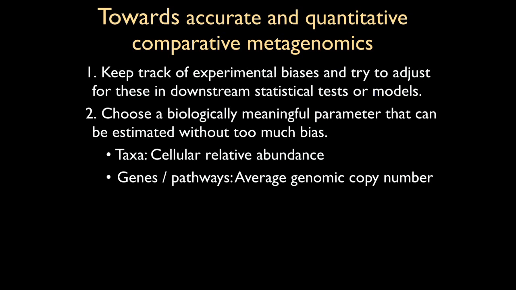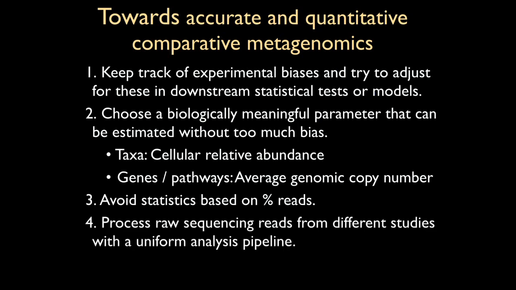We need to think about a biologically meaningful parameter. And I would argue that the average genomic copy number is a better measure than relative abundance for genes. Avoid statistics based on the percent reads, which 90% of the software out there is doing. And if you're going to do comparisons, of course, process raw data yourself from scratch, because any of the analysis choices made in different studies can definitely introduce bias. And surprisingly, we recommend minimal, if any, quality control on the data, as the bias it induces basically offsets the gain in the quality of the reads.